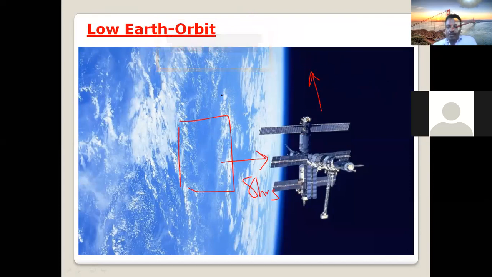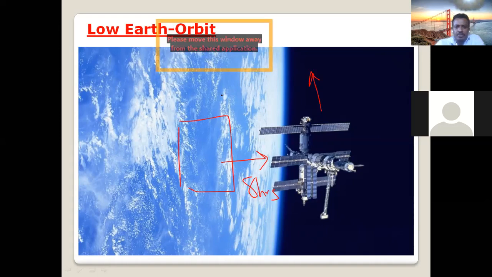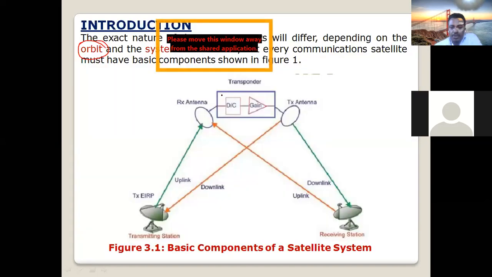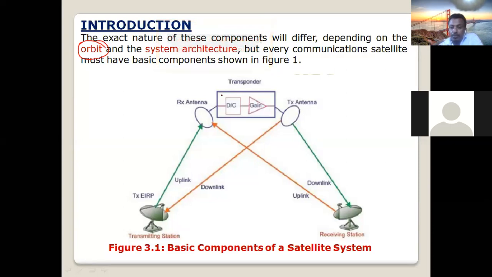So as you can see here, orbit is very important. The type of components we use in a satellite depends on orbit. That's the first point I want to discuss with you. Second, type of components. When I say components, I mean communication components and control and power components, but our main focus here is communication devices. But these components depend on orbit, the first point. Second point, it depends on which type of service you get from the satellite.